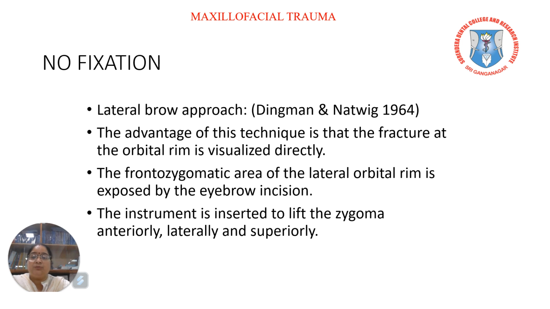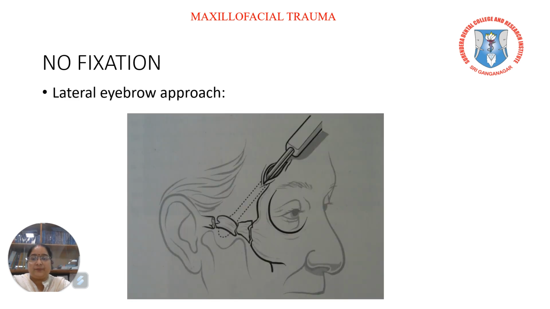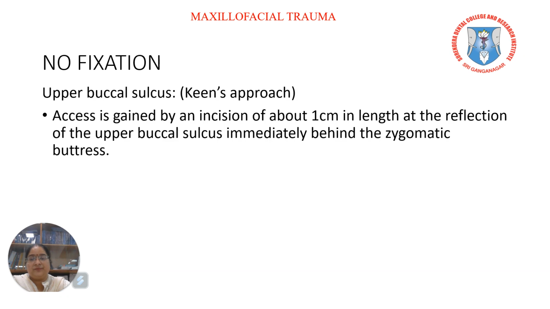Now, another no fixation approach is the lateral brow approach, that is the Dingman and Nedwick approach. The advantage of this approach is that the fracture at the orbital rim is visualized directly, and the frontozygomatic area of the lateral orbital rim is exposed by an eyebrow incision. That is, the lateral eyebrow incision is given. An instrument is inserted to lift the zygoma anteriorly, laterally and superiorly. We can see this is the lateral eyebrow approach. We can directly reduce the fracture, but no fixation is done in these cases.